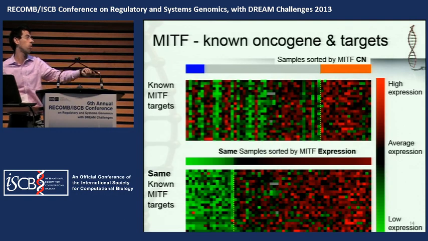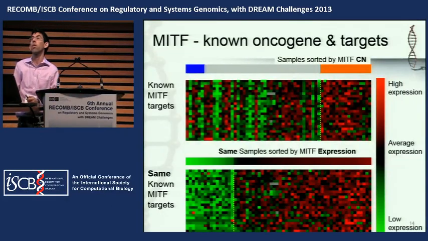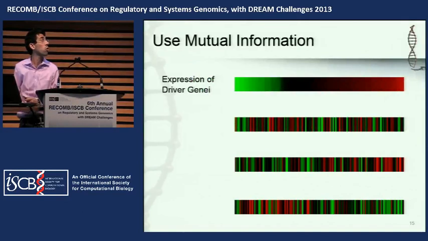Now, you might be saying, wait a second, from expression you see that this gene is correlated with this gene. How do you know which one is the driver? Well, that brings us back to DNA. My hypothesis is that since MITF is amplified and these genes are generally not, then MITF is a driver and these genes are targets. That's great when I know the targets, but again, the problem is, how do I find the targets? So what I do is I use mutual information.